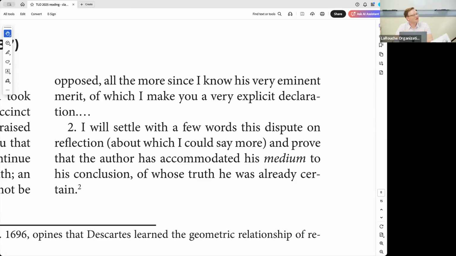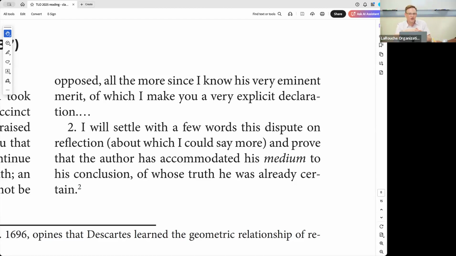The medium, in other words, how does light move when it goes through some other substance? Or Descartes came up with this wacky explanation, but it was all to end up at that conclusion of whose truth he was already certain. Fermat is saying Descartes must have known the formula, and then he made up this ridiculous story to explain, oh, that's how I figured it out. This is my brilliant technique.